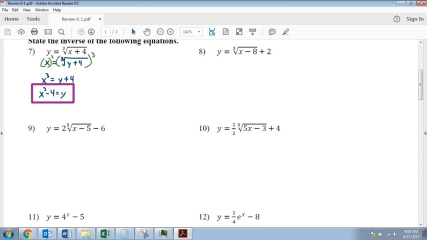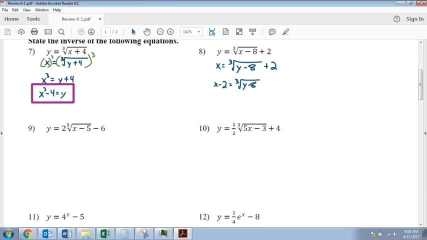Cool. Basically, switch x and y, throw everything to the other side one at a time. You just got to do them in the right order. Number 8, same idea. Find the inverse. Start off: x equals the third root of y minus 8, plus 2. Now this time we do have something out back, so we have to move that over first, so that becomes x minus 2 equals the third root of y minus 8.